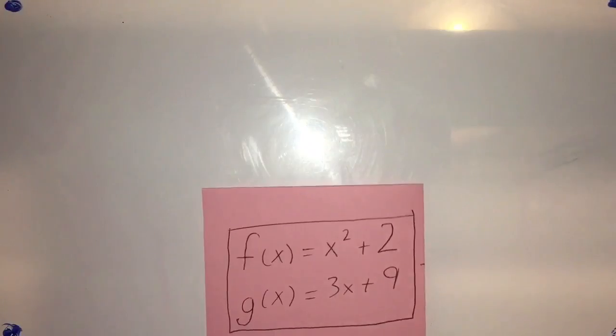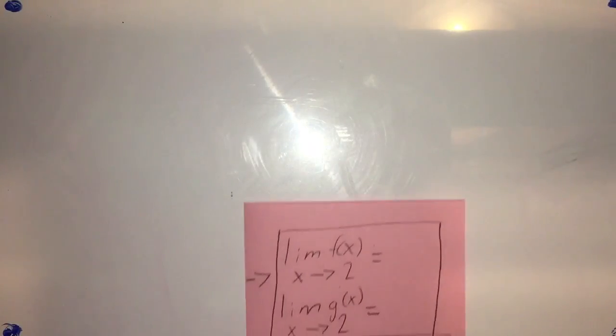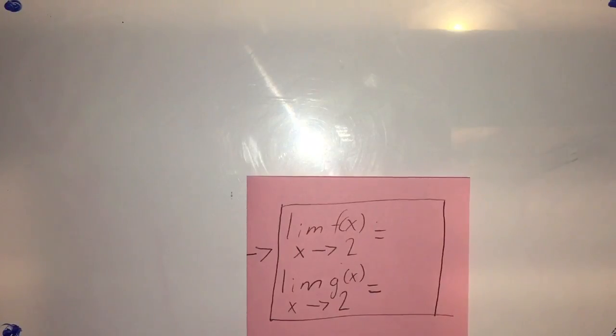Alright, to start things off, we're going to need our two functions, which are f of x equals x squared plus 2 and g of x equals 3x plus 9. Now, before we can do anything with these functions, we're going to need their limits. And we're going to find their limits at x equals 2. So we're going to do that on our calculator.